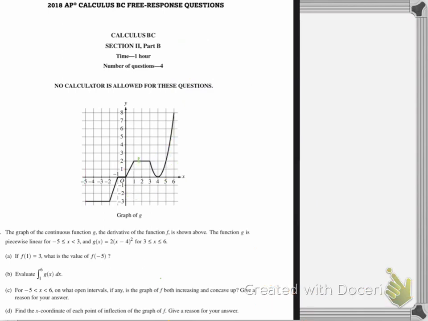So part D should go pretty fast. Find the x-coordinate of each point of inflection on the graph of f. Give a reason for your answer. So again, they want you to give that because justification. So this is important. But what is a point of inflection? A point of inflection is where concavity changes. So it goes from concave up to concave down, or vice versa, concave down to concave up.